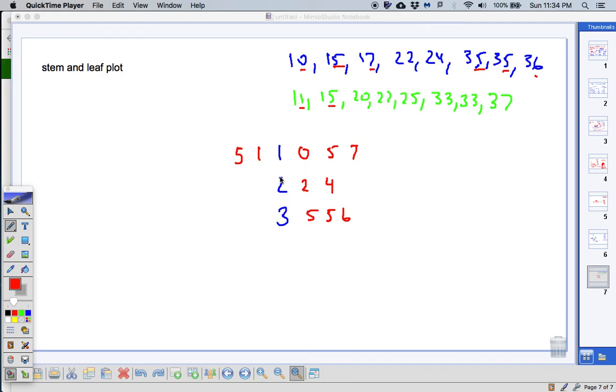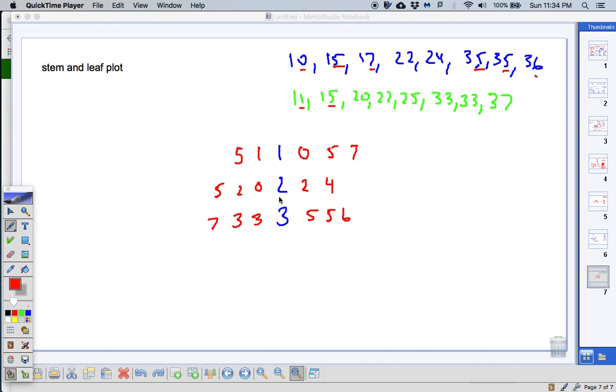And then we got 0, 2, and 5, and then 3, 3, and 7. So our first set of numbers were 10, 15, 17, 22, 24, 35, 35, and 36. And then our second set of numbers that we're going to compare with the first set is 11, 15, 20, 22, 25, 33, 33, and 37. So this is called, I think, a double stem and leaf plot.